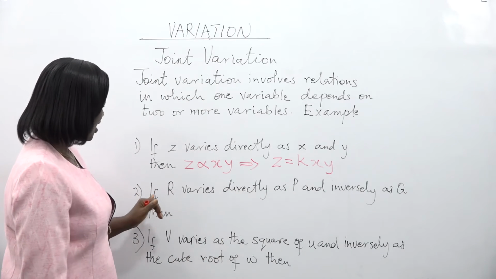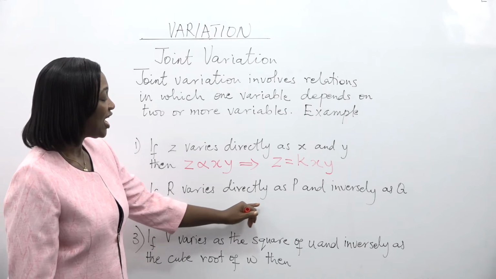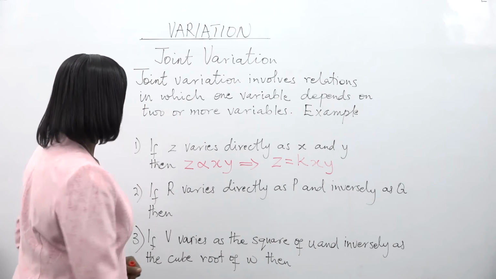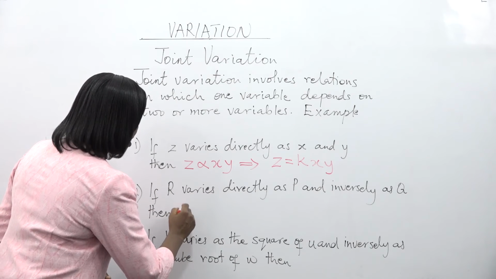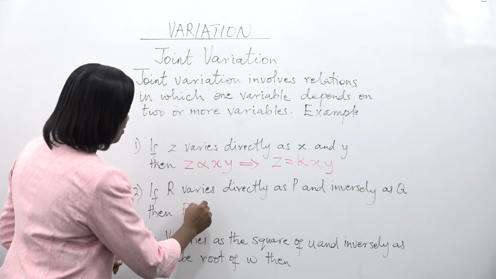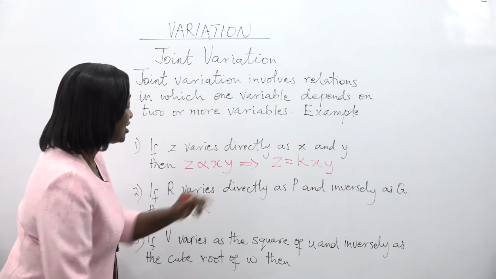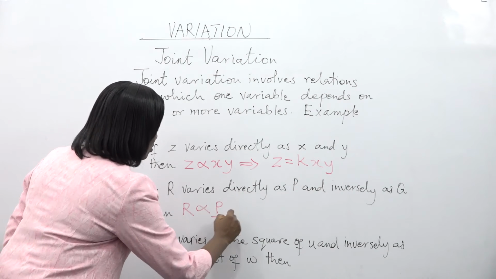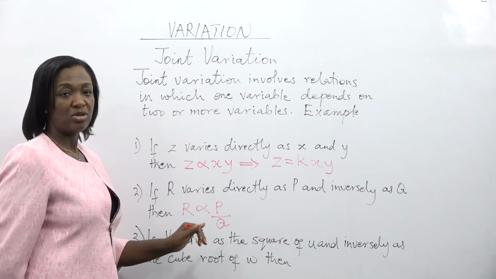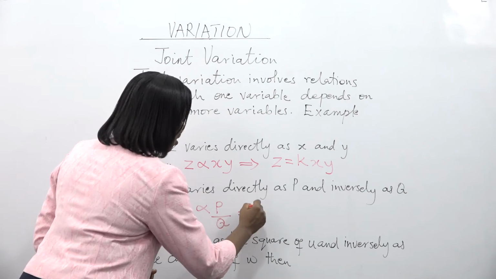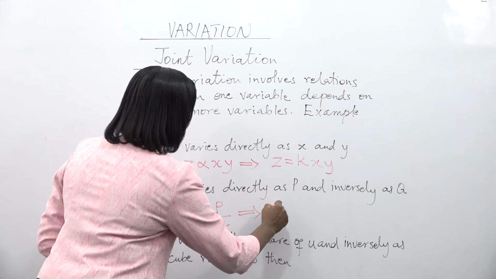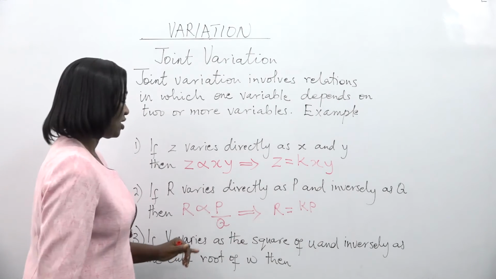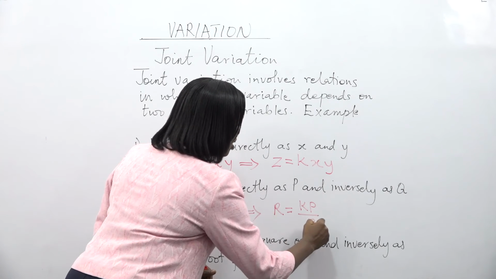In the second one, if R varies directly as P and inversely as Q, then we have R varies directly as P and inversely as Q. So that's what you have. And then this becomes R is equal to KP over Q.